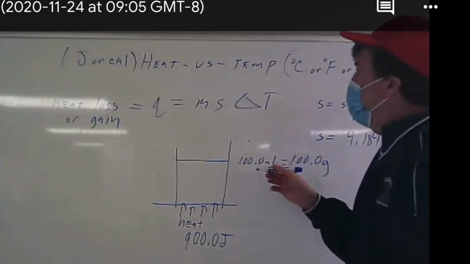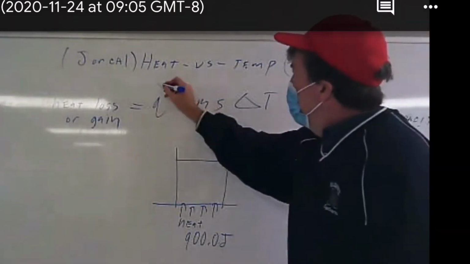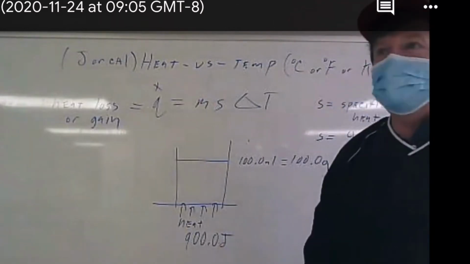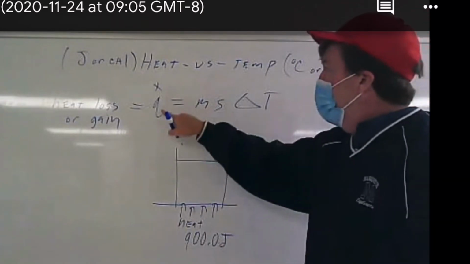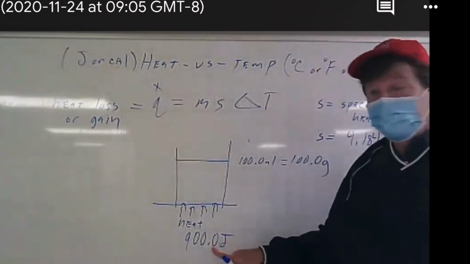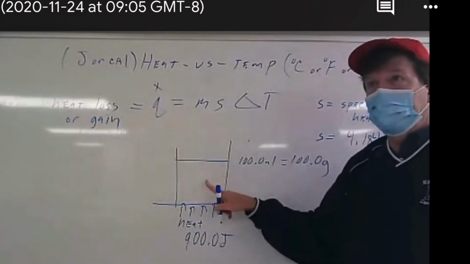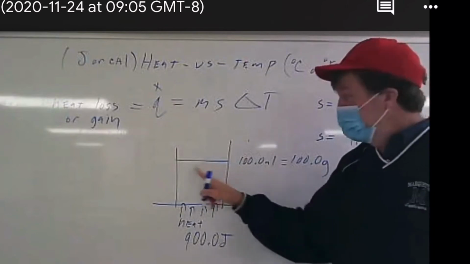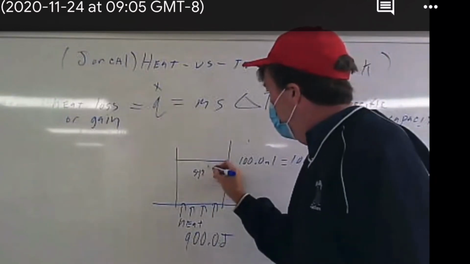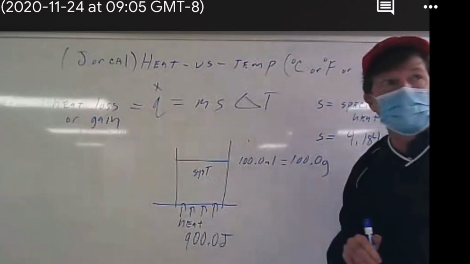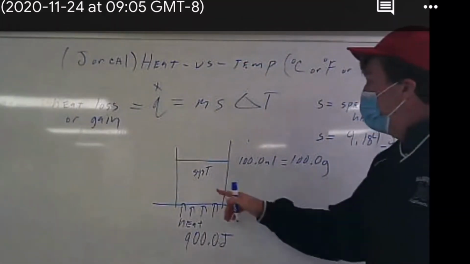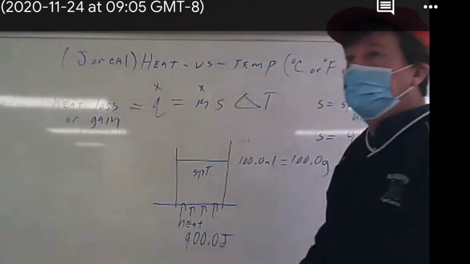Now look at what we have here. We have heat loss or gain. Put an X there, just like it's PV equals nRT. We have Q right here. What's the sign value on Q? Q's positive here. This is an endothermic process. This is the system, and the rest of the world's the surroundings. Do we know the mass of the water? Of course we do. Put an X there.